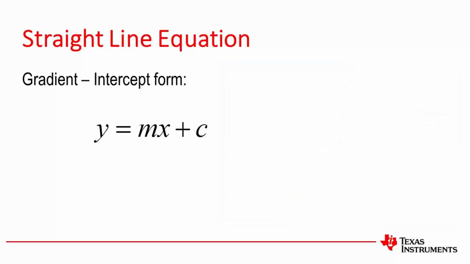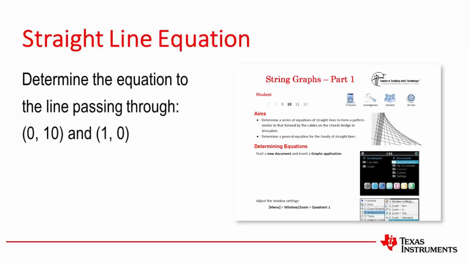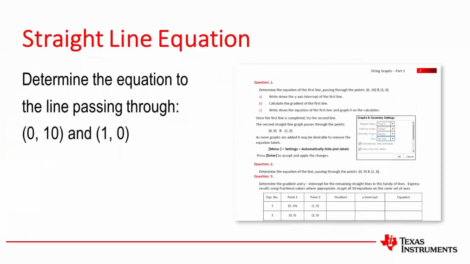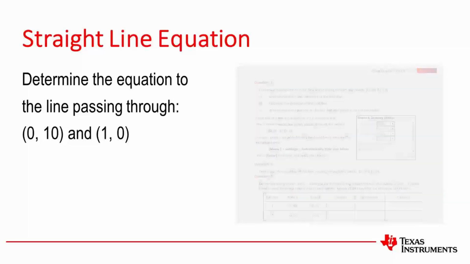We are now ready to determine our first equation. The first question on the assignment sheet requires us to find the equation to the line passing through the points 0, 10 and 1, 0. The point 0, 10 is on the y-axis, and 1, 0 is on the x-axis. I'm not going to solve this problem. Instead, I will solve a similar one. I will determine the equation to the straight line passing through 0, 10 and -2, 0.